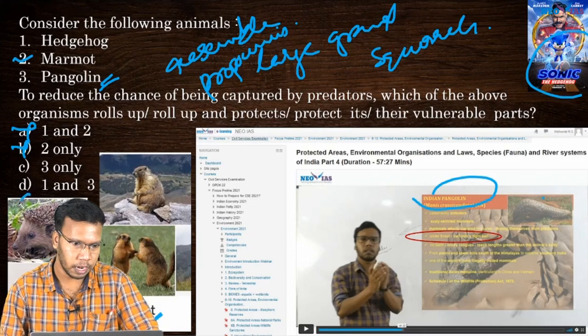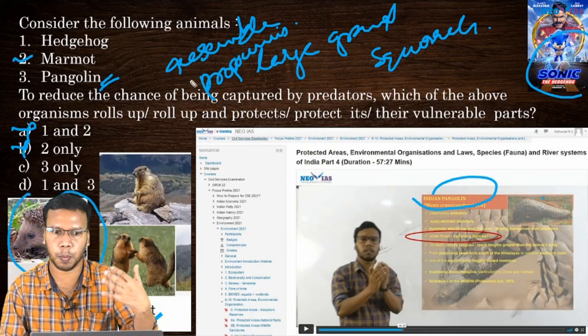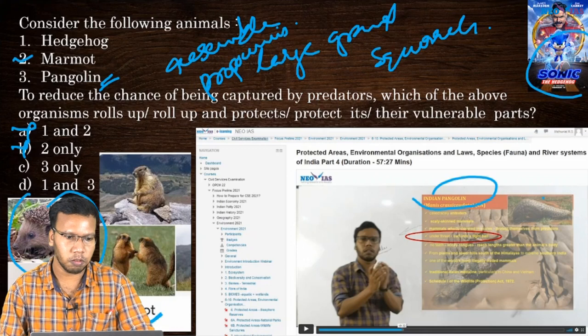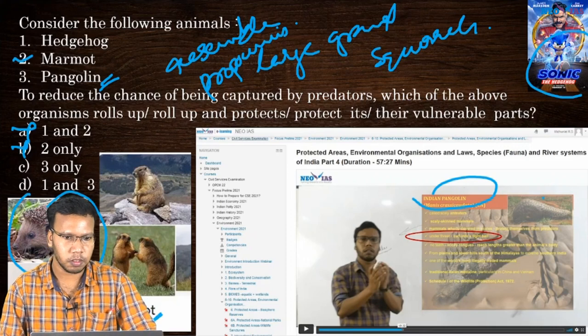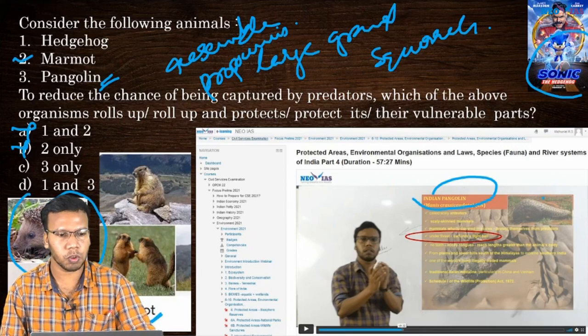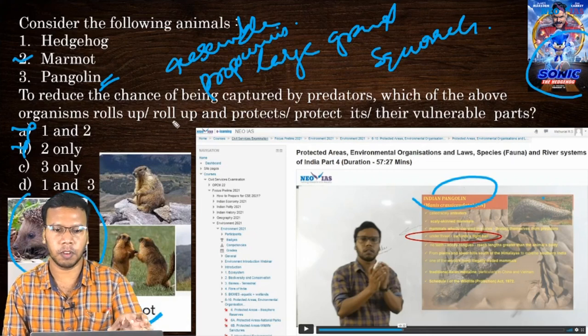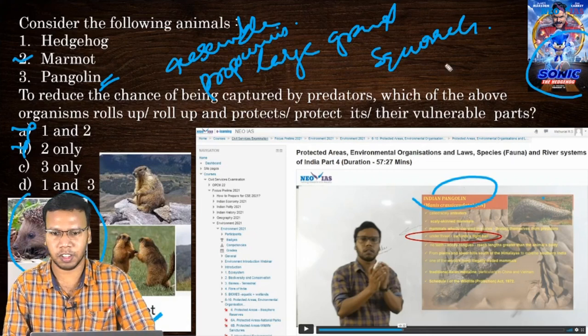So these are hedgehogs. Okay, you might have heard about porcupines, right? They have small tiny spines. This hedgehog also curls into a tight ball. They also roll up whenever they are in danger. Okay, that is also shown in that movie, right?